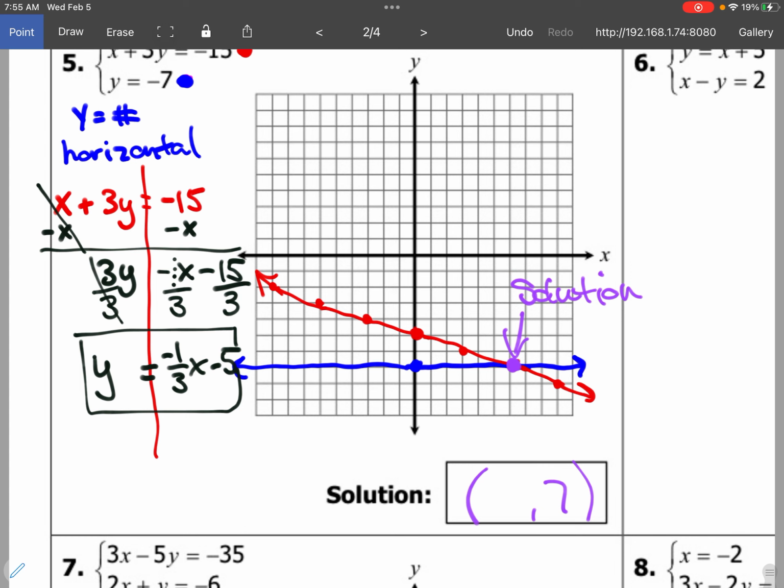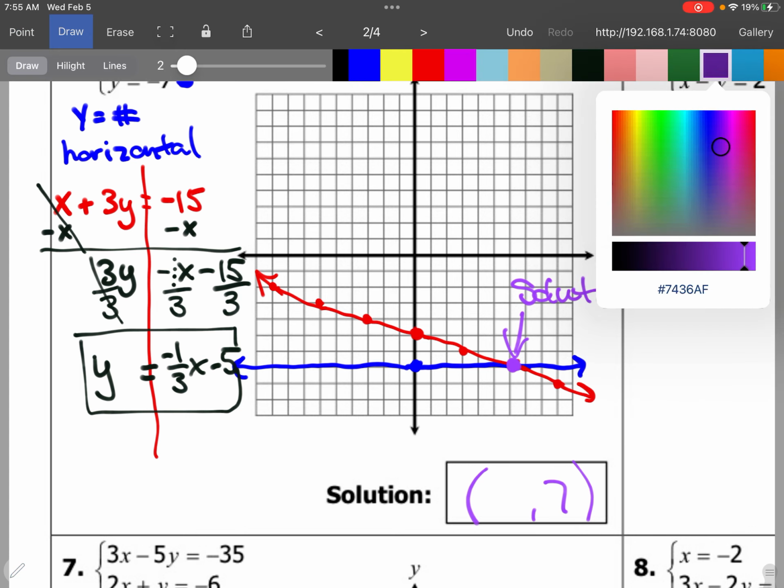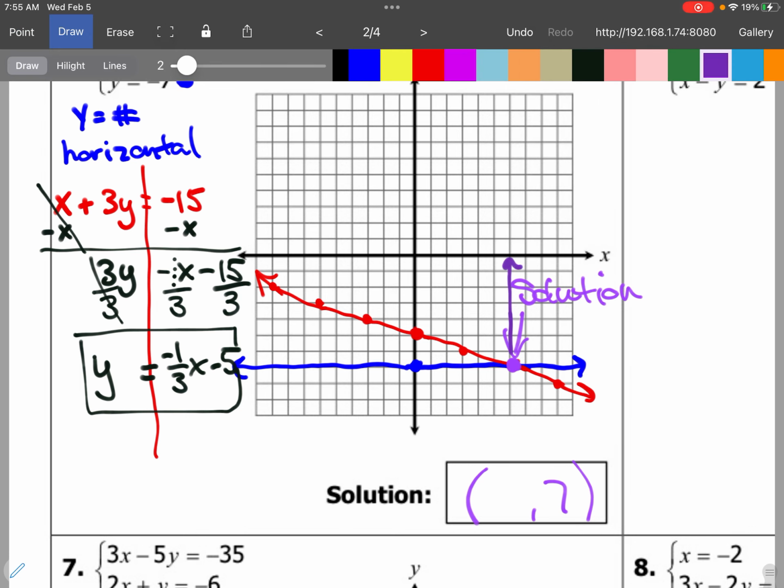Now, what about my x value? If I draw that line for my x value, 1, 2, 3, 4, 5, 6. 6, -7 is my solution. Remember, my y value right here is -7. My x value here is 6, so my solution is 6, -7. Always x, comma, y. Okay?